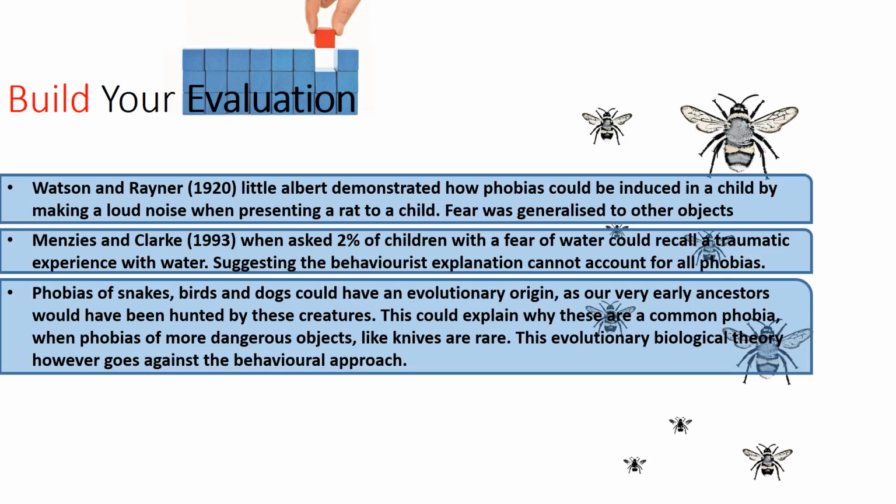One explanation for this difference could be an evolutionary explanation. Our very early ancestors were hunted by creatures like snakes, birds, dogs, and tigers, so it would make good evolutionary sense for us to have a natural instinct of fear of these creatures. But of course, this biological, evolutionary explanation, this nature explanation for behaviour, goes against the nurture explanation provided by behaviourists.